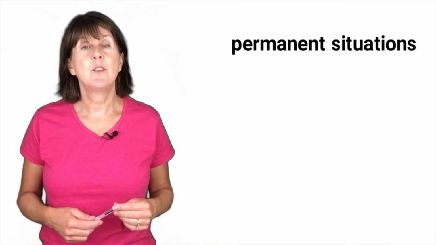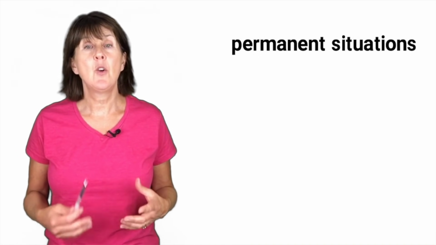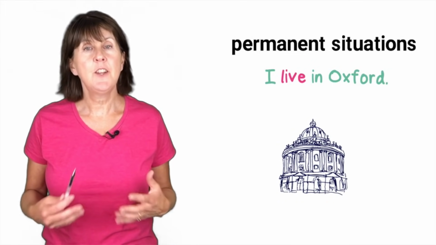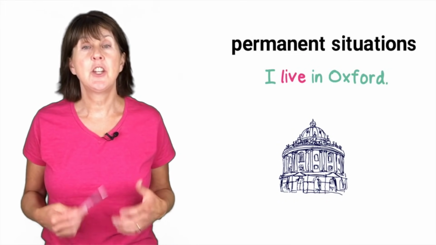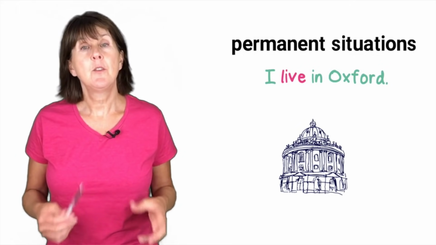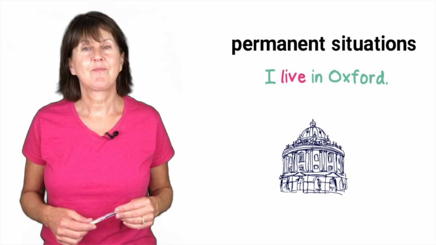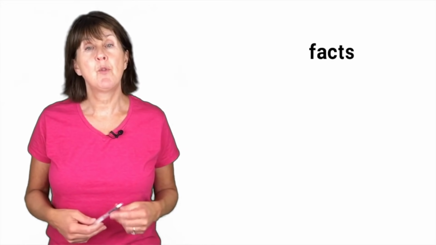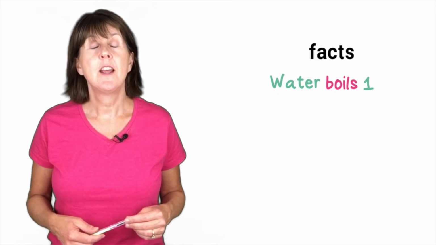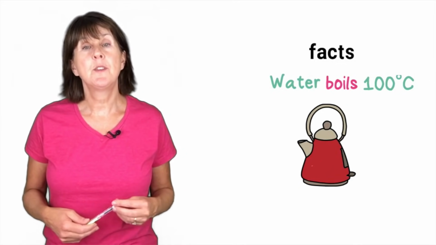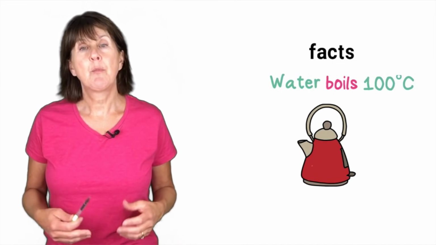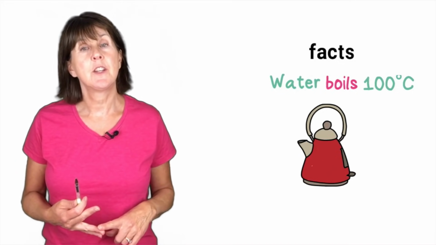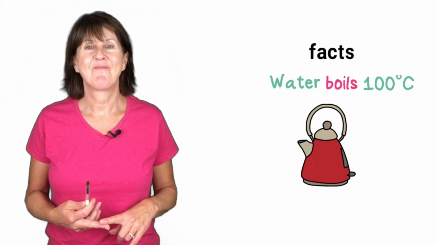The present simple is also used for permanent situations. So for instance, you could say, I live in Oxford. This is a permanent situation and not one that is likely to change anytime soon. So you use the present simple. Finally, the present simple is used for facts. So water boils at 100 degrees centigrade. This is a fact, so we use the present simple. So the present simple is used for routines and habits, permanent situations and facts.